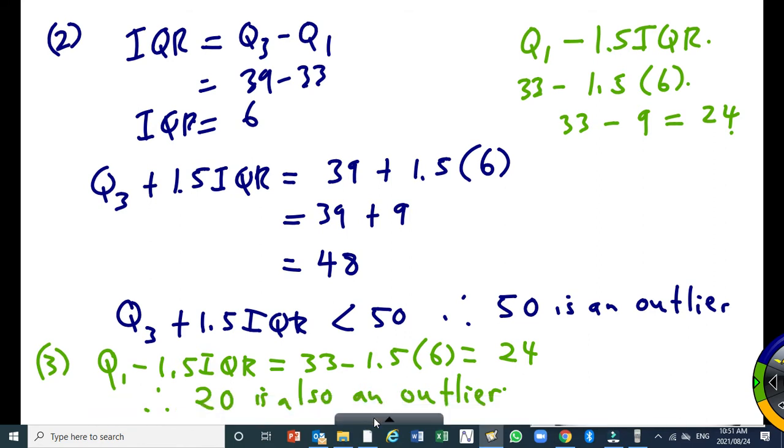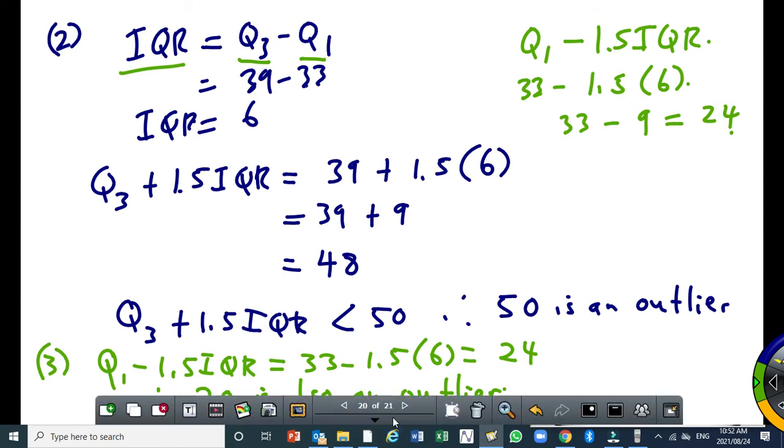Are you following? You cannot identify outliers without finding the IQR. You need to determine the interquartile range. For you to find the interquartile range, determine Q3 and Q1. Some of your calculators, as I told you, for ungrouped data, which is what we have here, can easily determine the 5-number summary for you: the minimum, maximum, Q1, Q2, and Q3. Hope you are following.